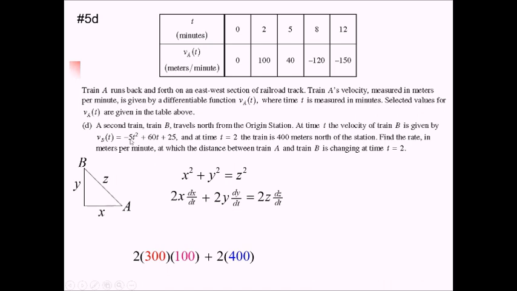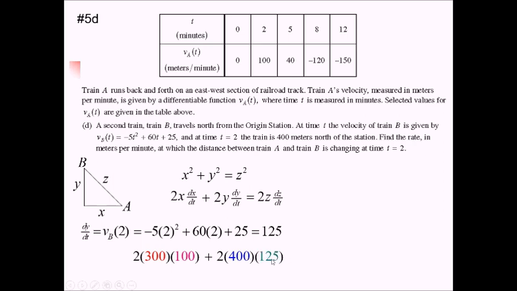To find that, we need to use this velocity function they gave us for train B. So basically, dy over dt is going to be vb of 2, which is all of this stuff with 2 plugged into it. So let's do this out now. This is going to be, let's see here, 4 times negative 5, that's negative 20, plus 120 is going to be 100, plus 25 is 125. So this is going to be 125 that we're multiplying there.